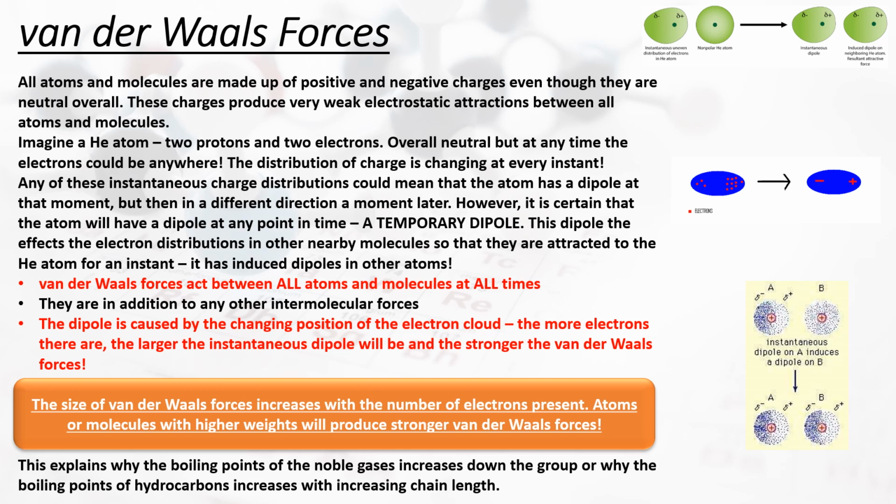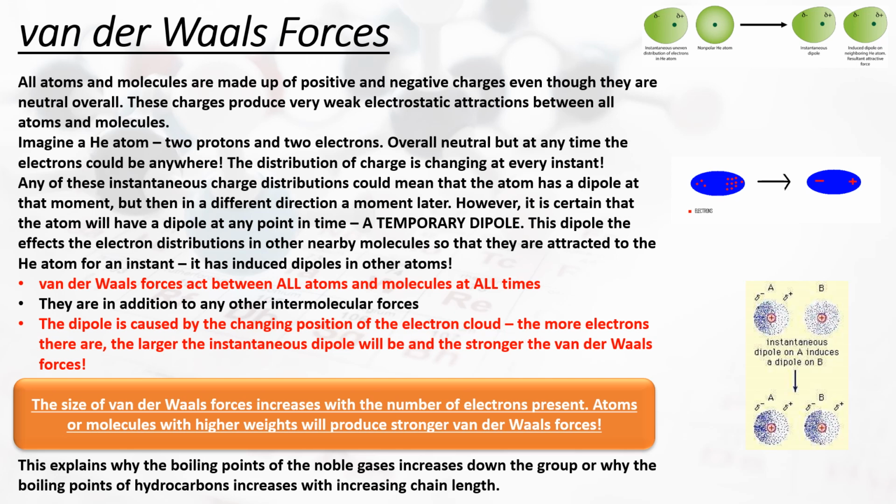So the really key thing is that the size of the van der Waals intermolecular force increases with the number of electrons present. Atoms or molecules with higher molecular weights will produce stronger van der Waals forces because they have more electrons. So really what you look for is how big are the atoms and molecules that we're dealing with. The bigger they are, the more electrons they're likely to have, and therefore the stronger the van der Waals forces and the stronger the intermolecular force.